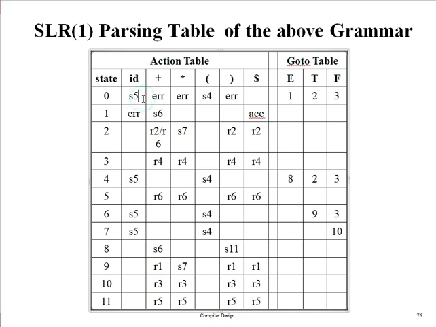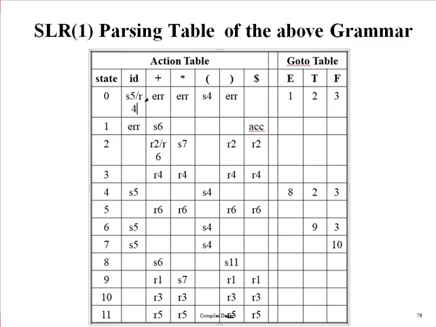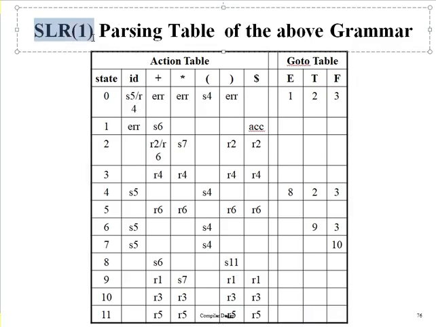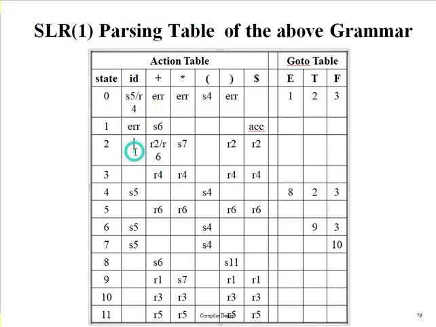If we have, for example, added S5 for D, and we are also adding R4, this indicates the existence of a shift reduce conflict. So if we observe any such conflict, then we can say the grammar is not SLR grammar due to the existence of the conflict.